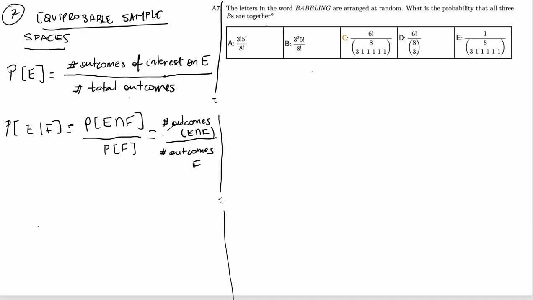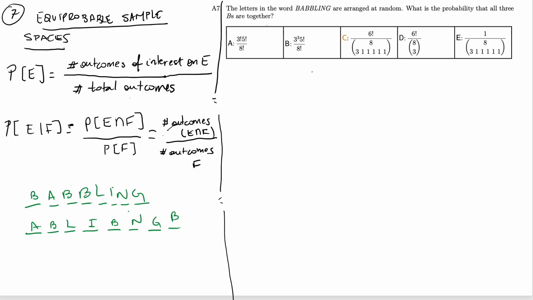So you would have a possibility. You would have babbling, right? This is one arrangement, one possible way. Then you hit the button, and it could be, I don't know, A, B, L, I, B again, N, G, B, something like that. This is another possibility. And you have a number of possibilities here, okay?